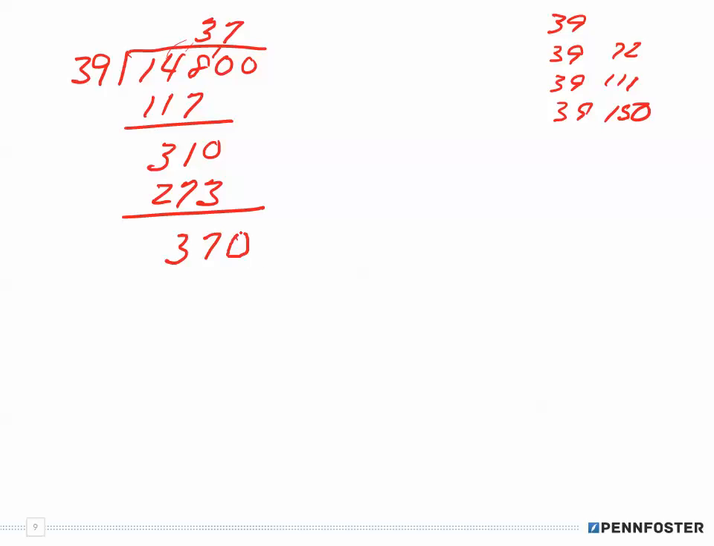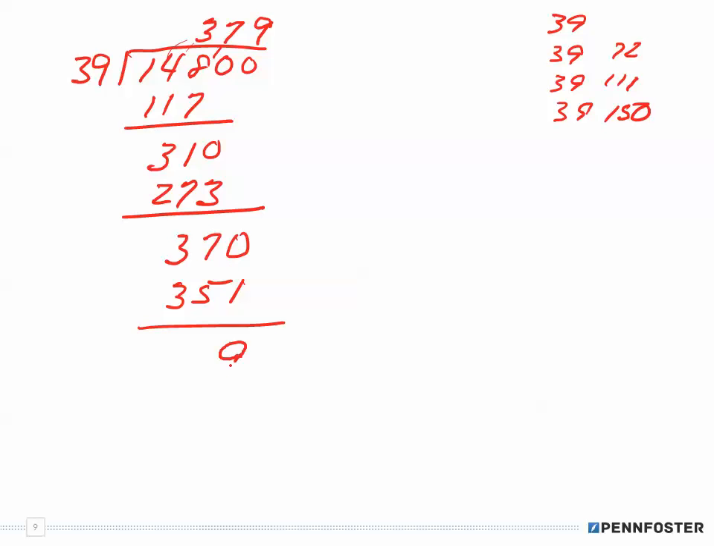Bring down my 0. Okay, and again, I'm doing some guesstimating here. 10 is 390, so I know that's too much. So let me go to the next number down, which is 9. Right? 9 times 9 is 81. 1, carry my 8. 9 times 3 is 27, and 8 is 35. Okay.